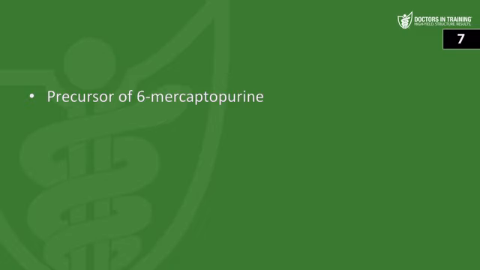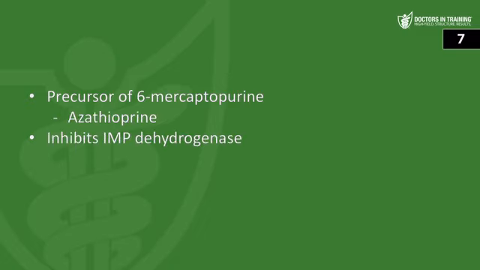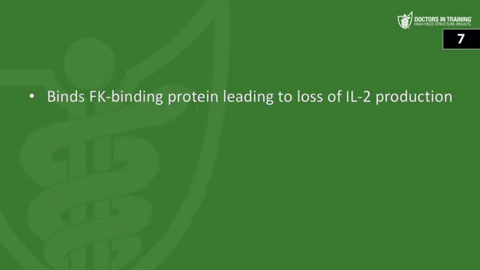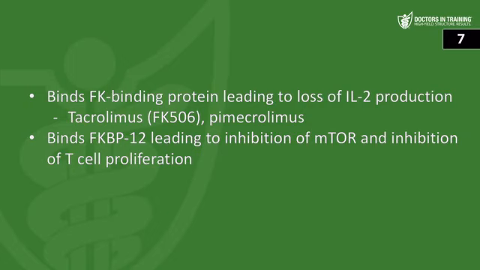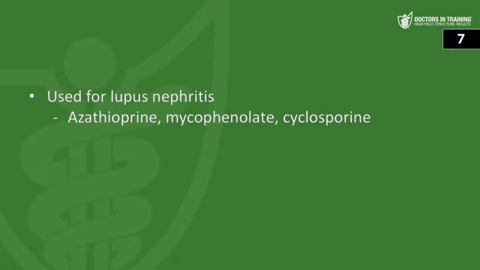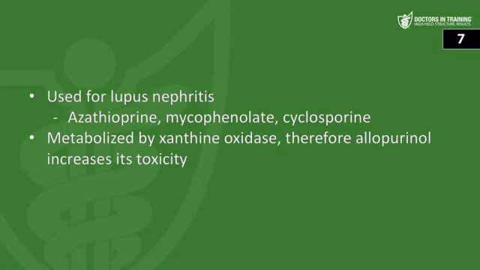The precursor of 6-mercaptopurine is azathioprine. Inhibits IMP dehydrogenase, that's mycophenolate. Binds to cyclophilins and inhibits calcineurin, resulting in the loss of IL-2 production, that's cyclosporin. Binds FK binding protein, leading to the loss of IL-2 production, it's tacrolimus or FK506, and also pimecrolimus. Binds to FKBP12, leading to inhibition of mTOR and ultimately inhibition of T cell proliferation, that's sirolimus. Used for lupus nephritis is azathioprine, and also mycophenolate and cyclosporin, off-label. And the last one, metabolized by xanthine oxidase, therefore allopurinol will increase its toxicity, that's azathioprine.